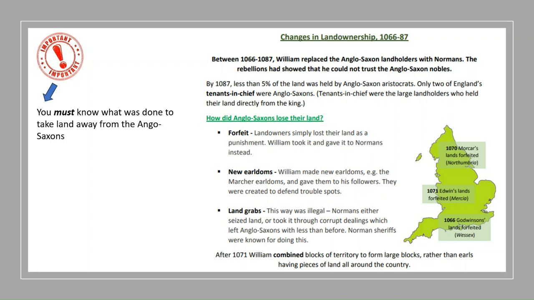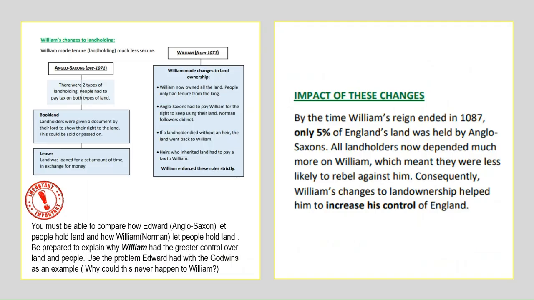If he kept it in one place, he knows exactly where they are and how to deal with them. So it's really important to be able to compare how Edward and the Anglo-Saxons let people have land and how William and the Normans did it. William has the greater control over land and people. The problem Edward has with the Godwins is a really good example to use. This can never happen to William.